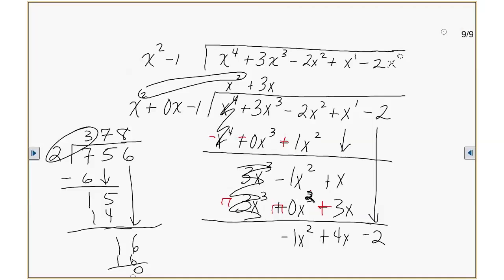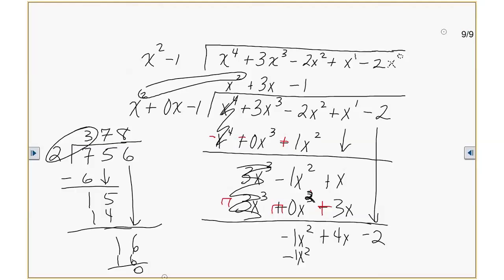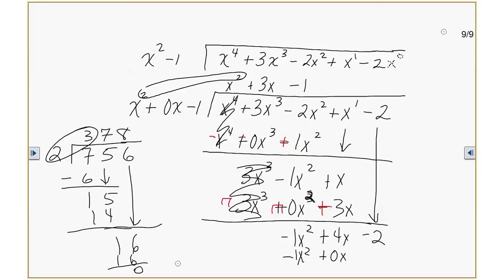Now, how many times will x squared go into x squared? Negative 1x squared. How many times? Negative 1 times. That's right. Negative 1 times x squared is negative 1x squared. Negative 1 times 0 is 0x. And negative 1 times negative 1 is what? Positive 1. And this turns into a positive. This turns into a negative. This goes out.